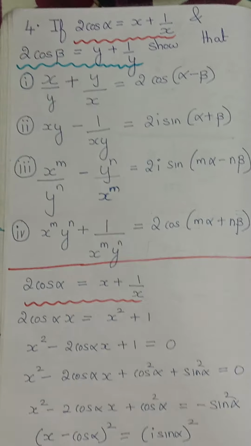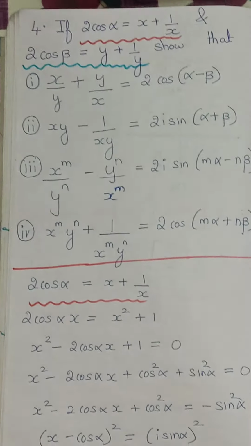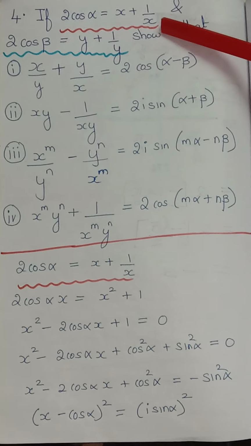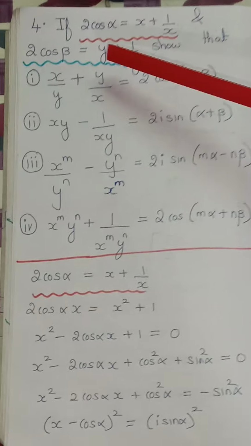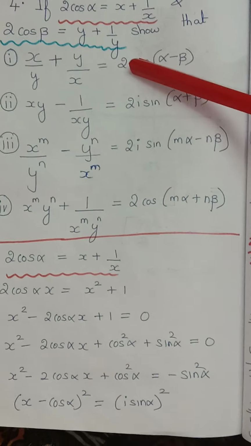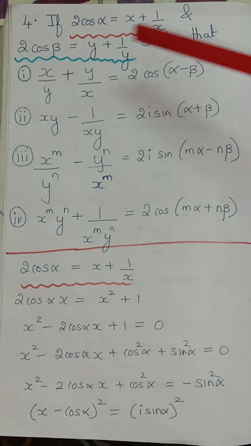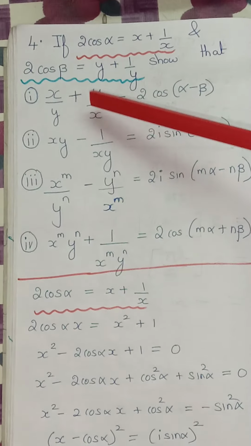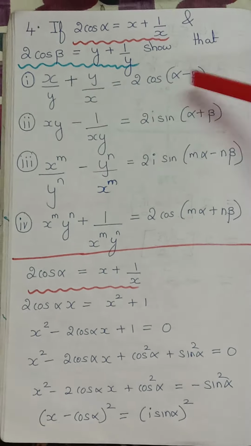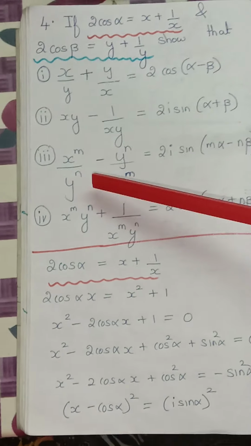Exercise 2.8, question number 4. If 2 cos alpha is equal to x plus 1 by x and 2 cos beta is equal to y plus 1 by y, show that x by y plus y by x equals 2 cos of alpha minus beta. This is the first subdivision.